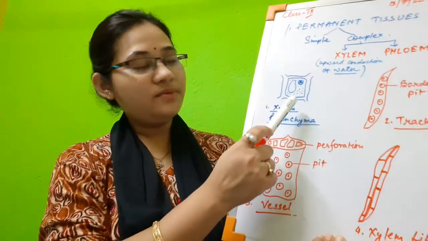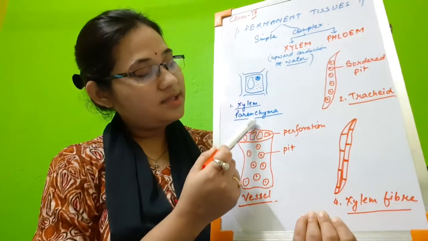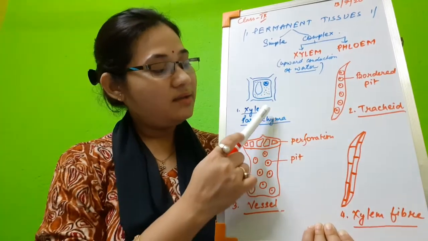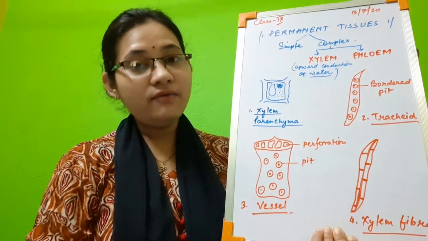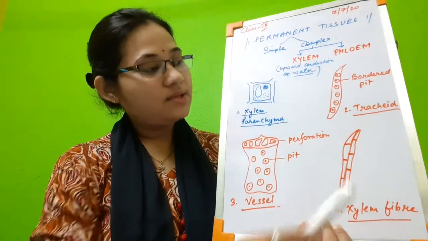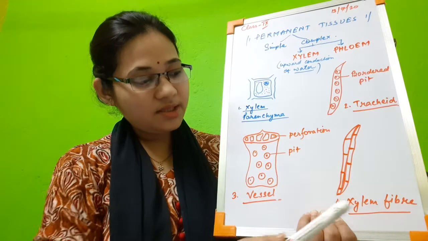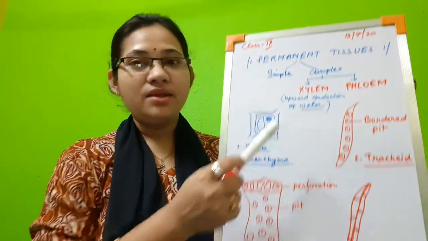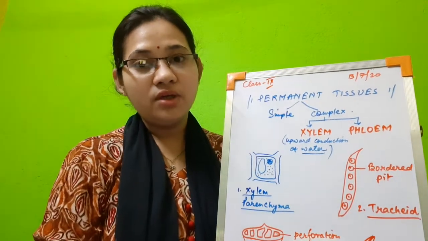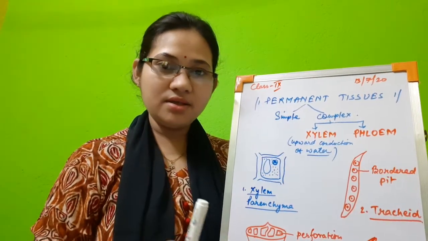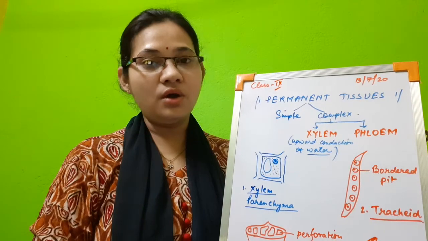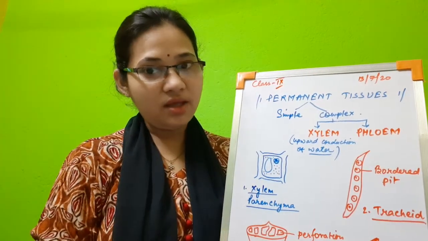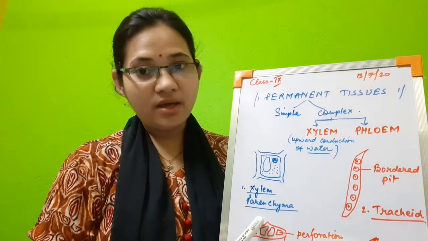So now in case of xylem parenchyma, I have drawn this in blue so that you remember that xylem parenchyma is living in nature, whereas tracheid, vessels and xylem fiber are dead in nature. So xylem is also called wood. That means wood basically consists of non-living tissues or parts, but here only one component of xylem is living, that is called xylem parenchyma.